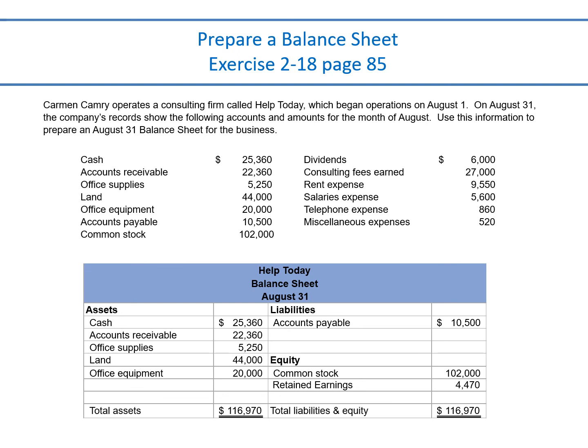And so you take your accounts payable balance of $10,500 plus your common stock plus your retained earnings for total liabilities and equity of $116,970. And we are in balance, so we are good to go.